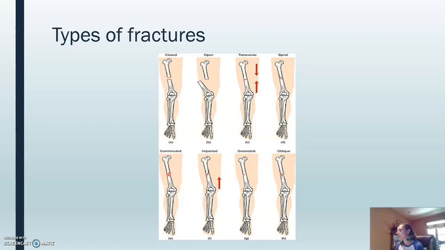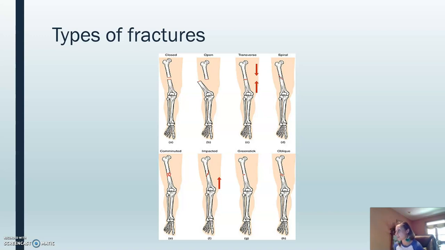There's a lot of different types of fractures. In your Pearson book on page 915, it goes over a lot more of these. This picture here is just kind of basic. A closed fracture means that it has not gone through the skin, so it's inside the body still, whereas in an open fracture, the bone protrudes through the skin. A transverse fracture just means that it goes straight across.